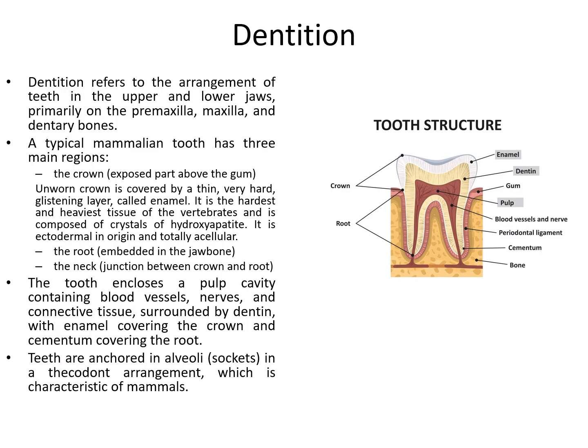The second one is the root, which is embedded in the jawbone, and the third one is the neck, which is the junction between crown and the root. The tooth encloses a pulp cavity containing blood vessels, nerves, and connective tissue surrounded by dentin, with enamel covering the crown and cementum covering the root. Teeth are anchored in alveoli in a thecodont arrangement, which is characteristic of mammals.